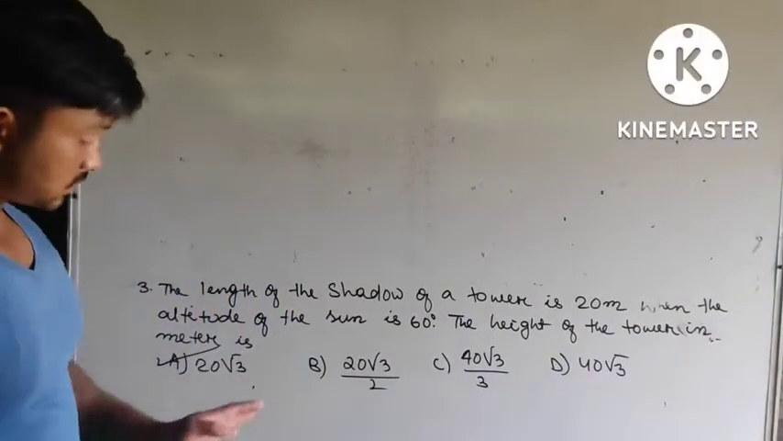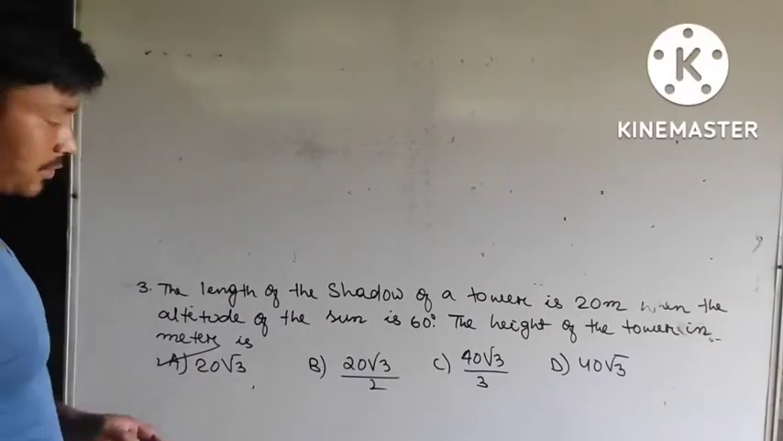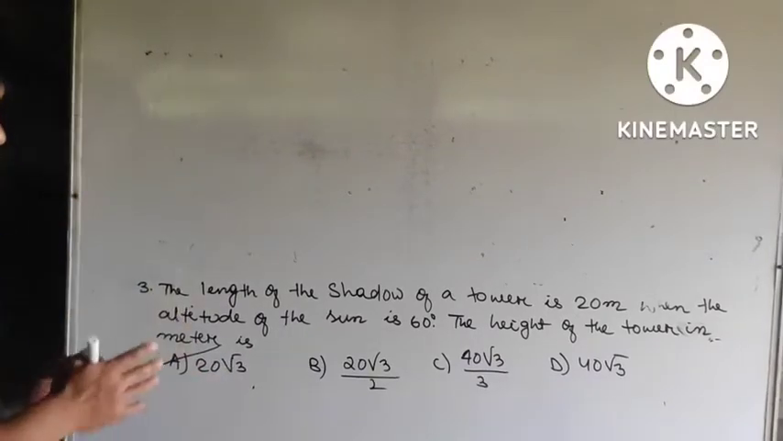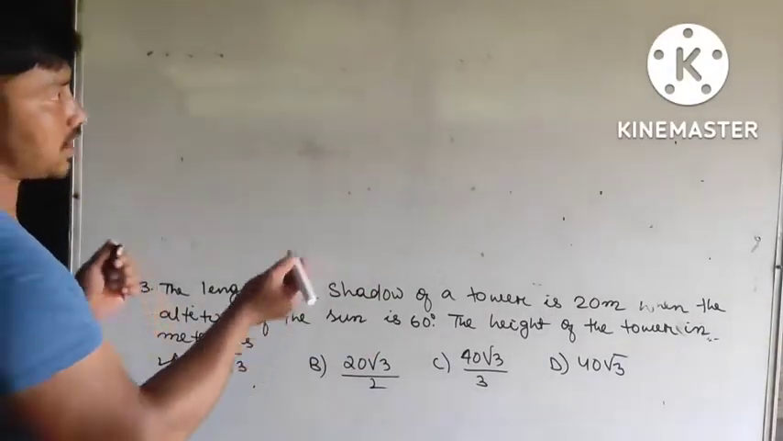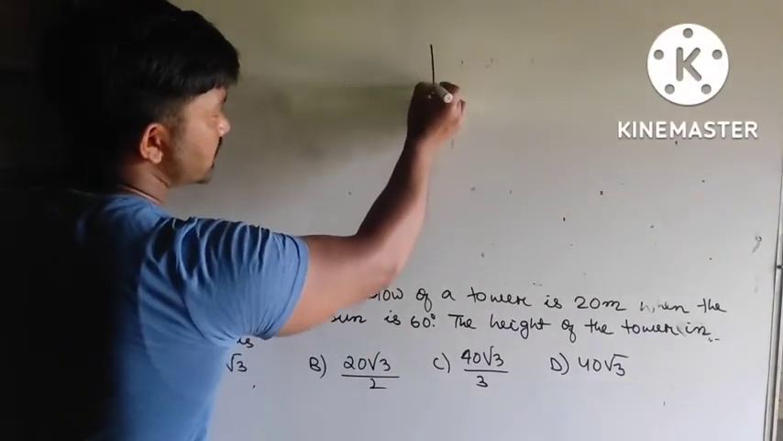So let's solve question number 3. What is the question asking here? Let's see. The length of the shadow of a tower. So let's draw a tower. The tower will be obviously like this, right?